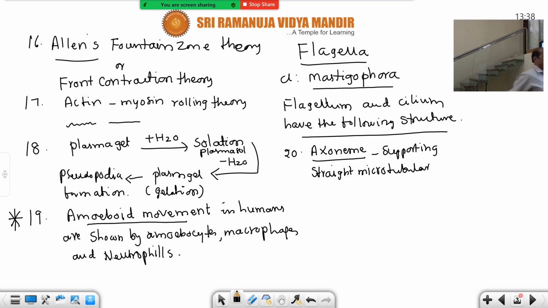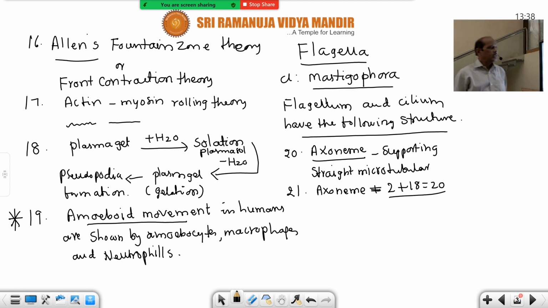Microtubular structure. Each axoneme is made up of how many microtubules? You know, 2 plus 18, that is equal to 20 microtubules. There are 2 single central tubules and 9 peripheral double tubules, so 9 into 2 is 18, and 18 plus 2 is 20. The number of microtubules with which the axoneme is made up of is 20.